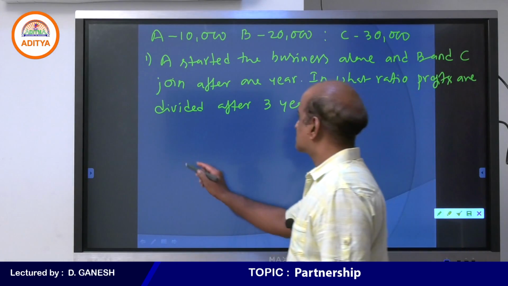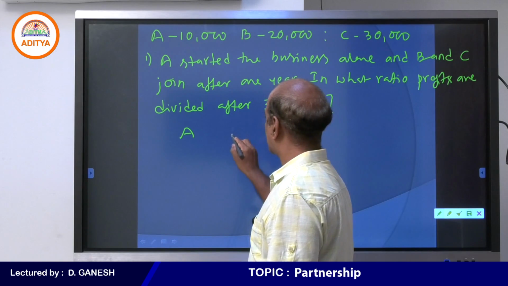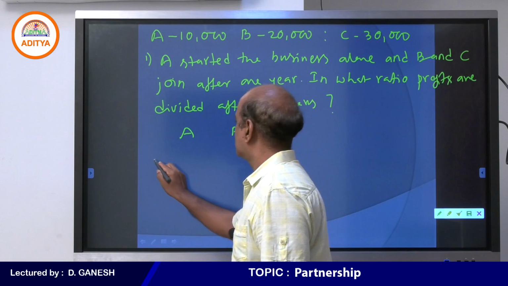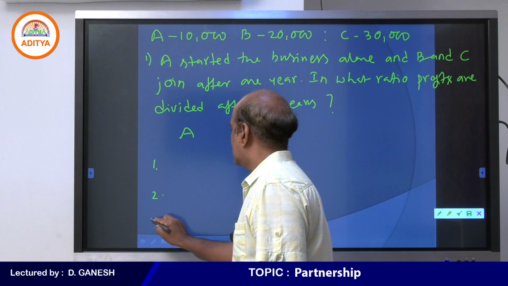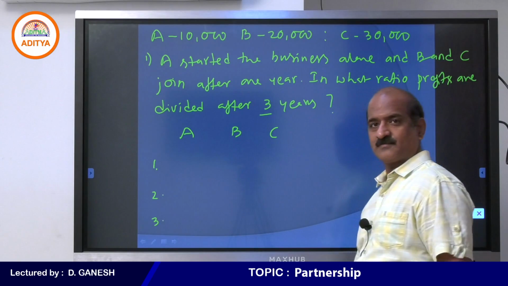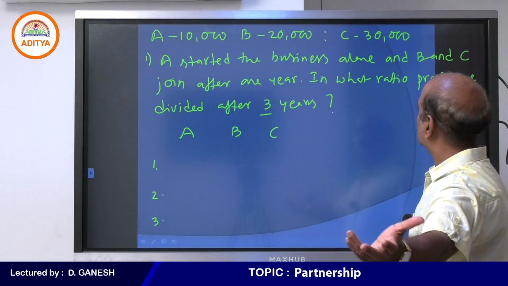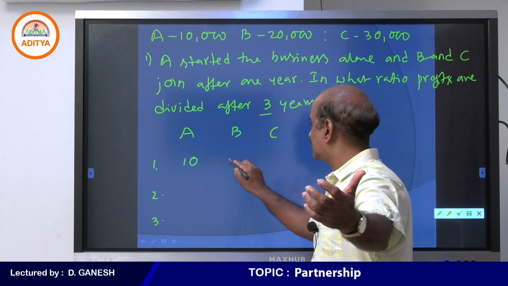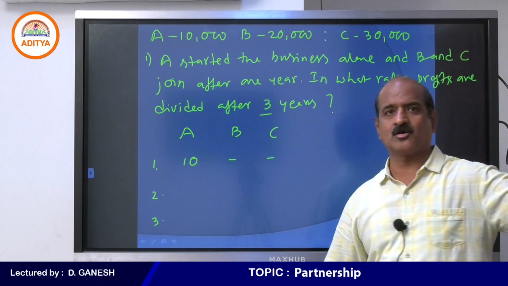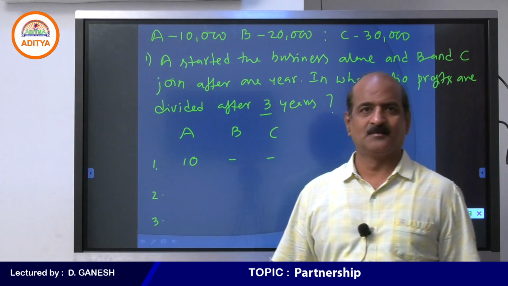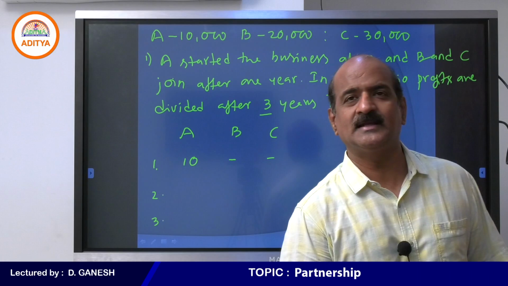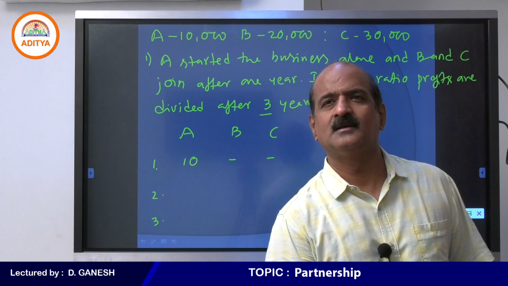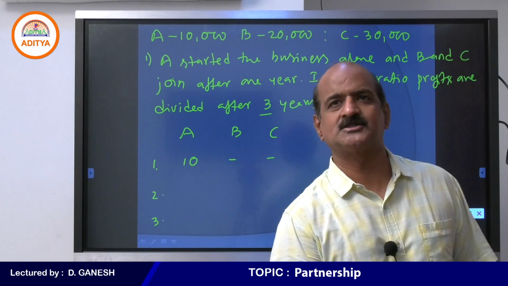Come on, look at this. In this case we are discussing 3 people A, B, C, and this is 3 years. Therefore first year, second year and third year. Now look at the question first. A started the business alone, which means it is only A in the business. In the first year B and C are not there. You can see that B and C join after first year.